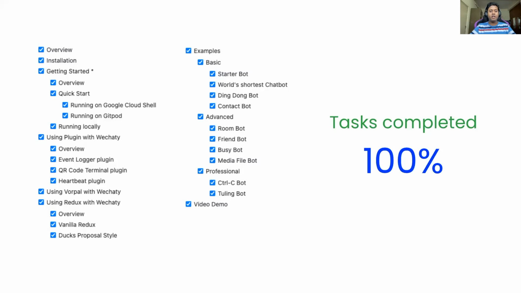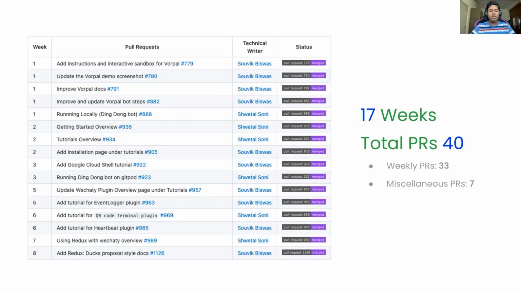We have completed all the GSoD tasks as per our initial proposal. You can see on this slide an overview of the pages that we have added or improved. In 17 weeks, we have done a total of 40 pull requests, which consists of 33 weekly PRs, which are actually the addition or improvement to the documentation page that we had included in our initial proposal.